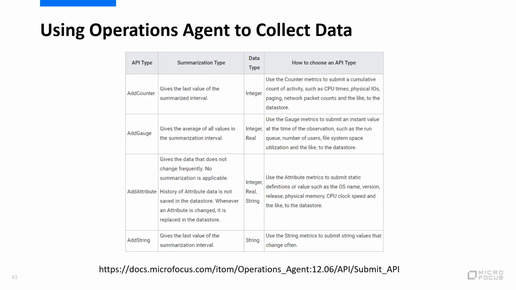Okay, so this is the API that the agent uses. So you have the options of adding counters, gauges. You can give it attributes that you want displayed or just general strings. And the documentation for this is at this URL, which is here, and also at the end of my last resources slide.